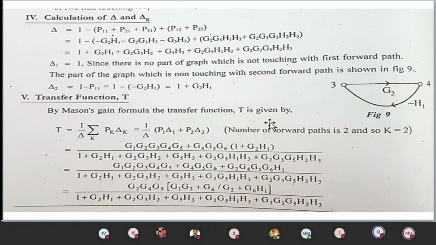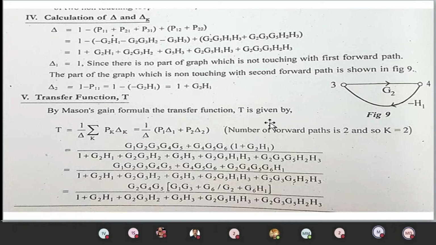Now del 1 is 1. The reason is no part of the graph is not touching forward path 1, because forward path 1 is from node 1 to node 8 straight. Del 2 is 1 minus gain of the loop which is not touching forward path 2. So 1 minus of minus G2 H1, 1 plus G2 H1.